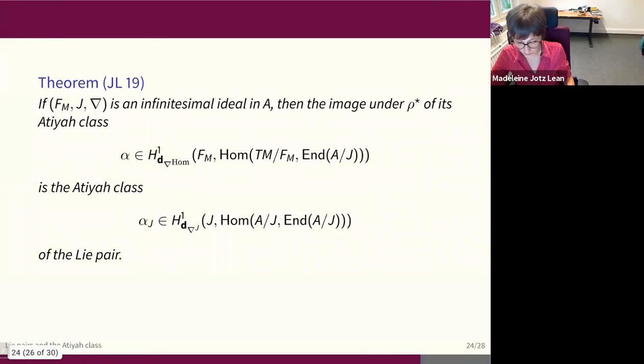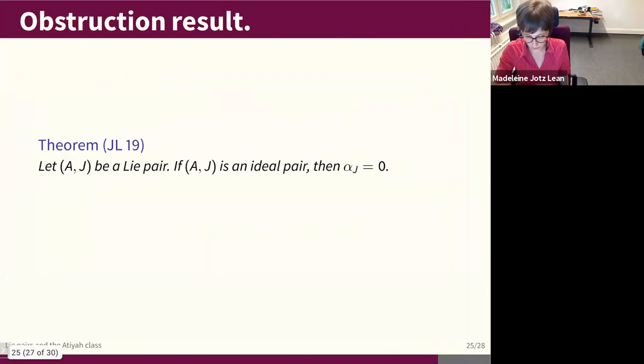Then it's just writing the anchor and realizing that this map sends the one curvature to the other one. Right, but then we're already done with our proof, because remember I said that if the infinitesimal ideal is an ideal, so if there's a fibration of the algebroids with kernel J, then the Atiyah class of the ideal vanishes, and then obviously its image under the anchor will have to vanish as well, right? So we get the theorem if you start with a Lie pair. If you know that A, J is an ideal pair, in the sense of Mackenzie and Higgins, then the Atiyah class of the Lie pair vanishes, okay?